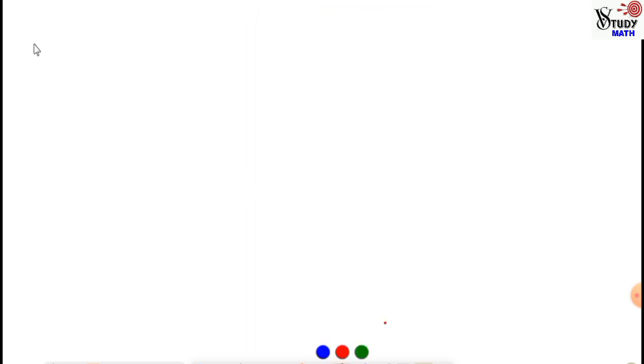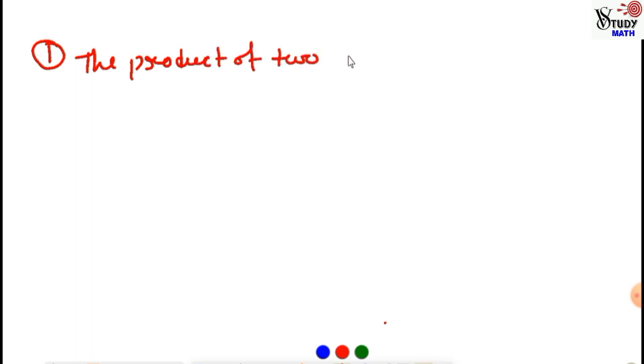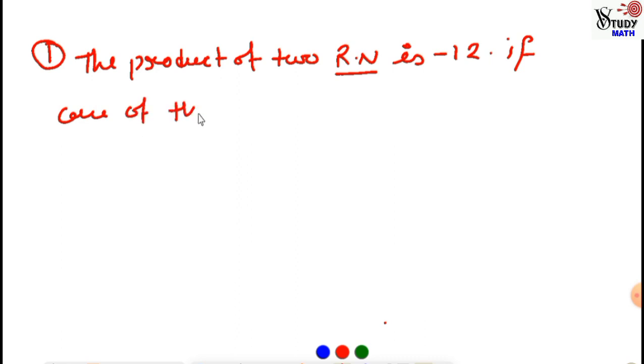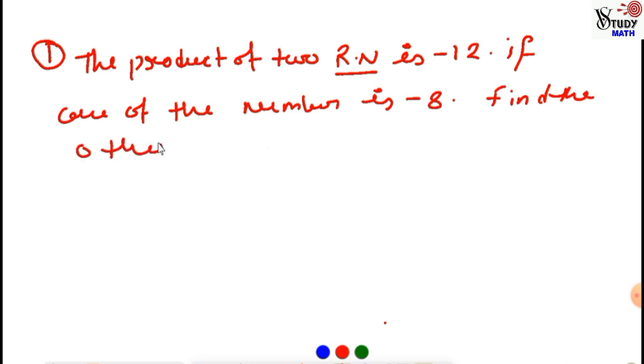Now, question number 1. The product of two rational numbers, in short I am writing here r.n., is negative 12. If one of the numbers is negative 8, find the other. So this is the question given in this first question.